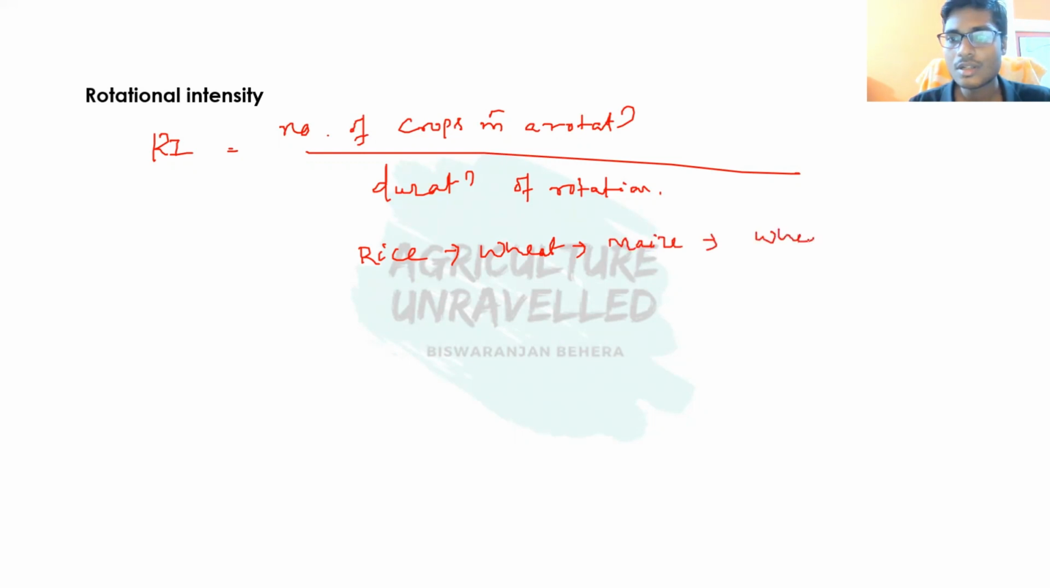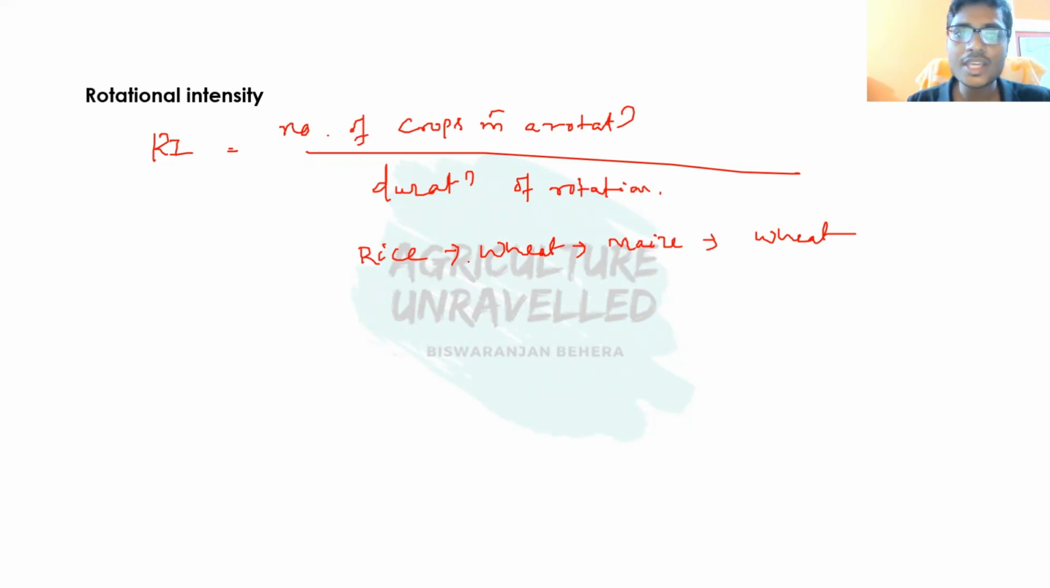So here the formula of rotational intensity is the number of crops in a rotation divided by the duration of rotation. Here I will give a small example to understand rotational intensity. For example, a farmer is growing rice, wheat, followed by maize, wheat. Then what is the rotational intensity?